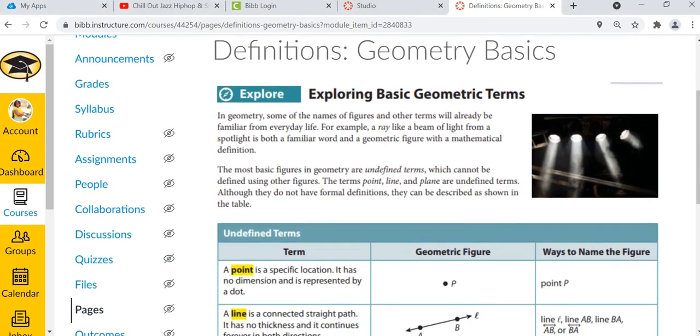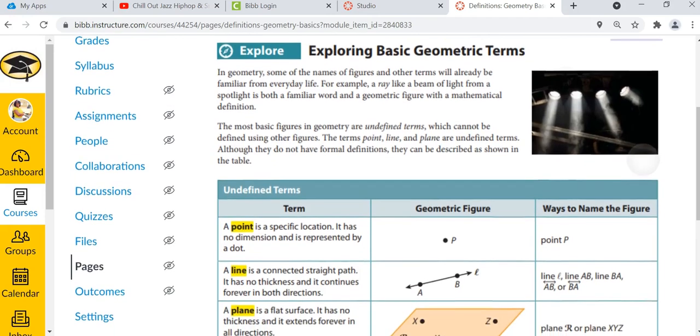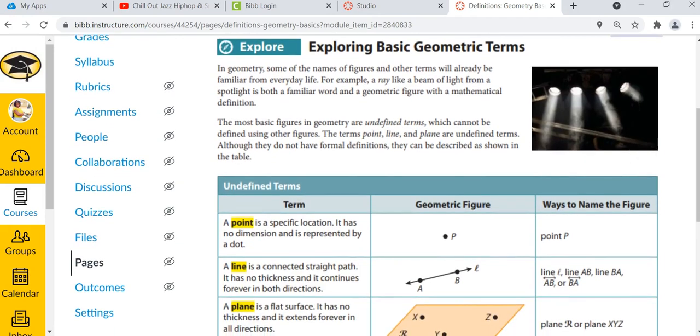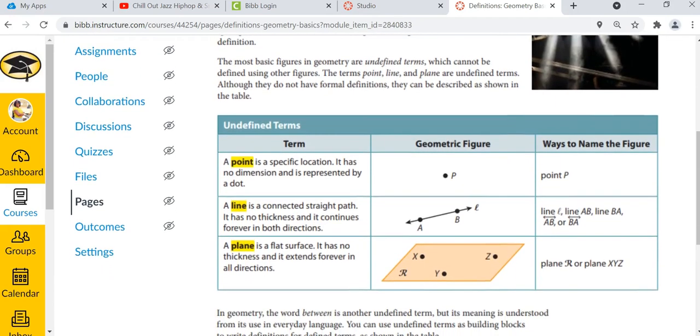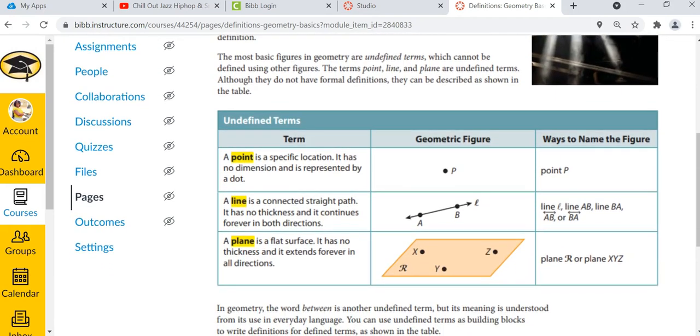So in geometry, we have some names for figures and other terms that are already familiar in everyday life. For example, a ray, like a beam of light. So here are some basic geometry terms. You will want to write down the terms and draw your example, which is under geometric figure. And definitely you want to know the ways we name these figures.